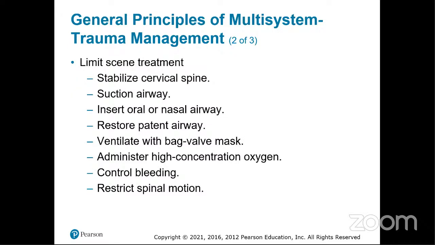Limit the scene treatment. So we're going to stabilize that C-spine, suction the airway. If they can't protect it, we're going to try and put in an oral or a nasal to restore it, ventilate with a bag mask, high flow oxygen, control bleeding, and restrict spine motion.